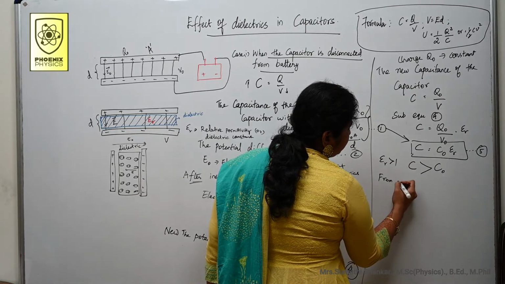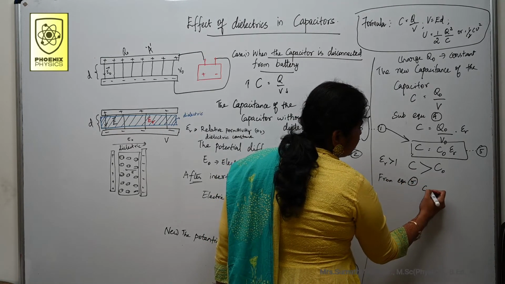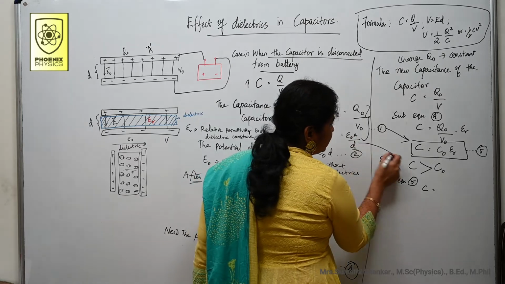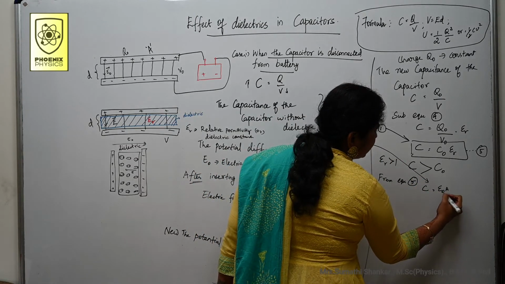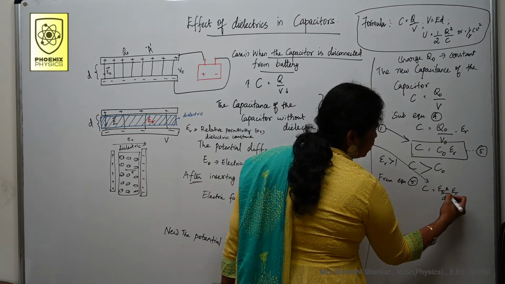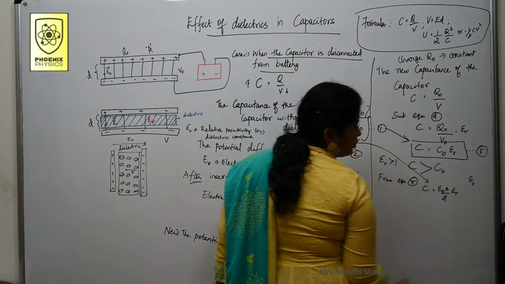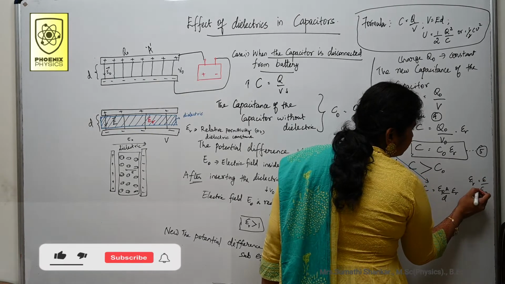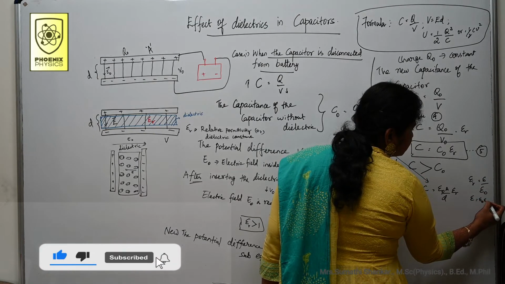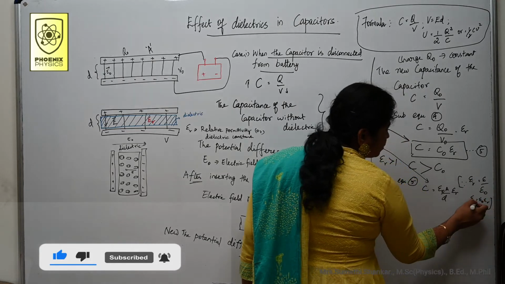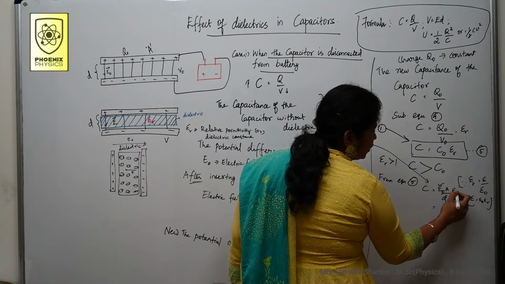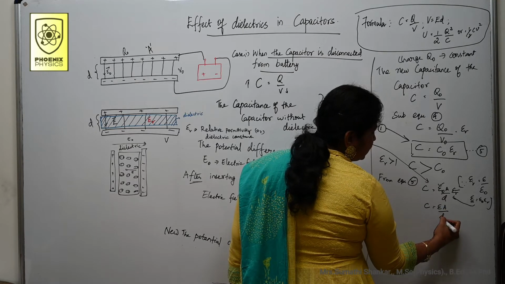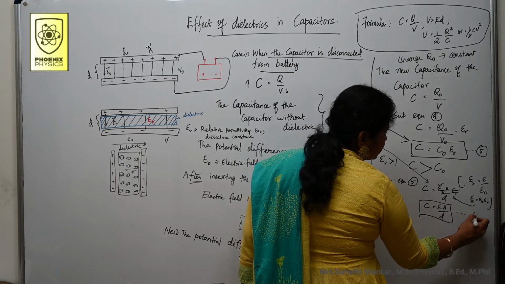From equation 5, C can be written as C naught epsilon R. Instead of C naught, you substitute epsilon naught A by D, with epsilon R. So one formula is there: epsilon R is equal to epsilon by epsilon naught. Suppose I need epsilon, then epsilon is equal to epsilon naught epsilon R. Substitute this formula here. So instead of epsilon naught epsilon R, you can substitute epsilon. So C is equal to epsilon A by D. This is equation number 6.